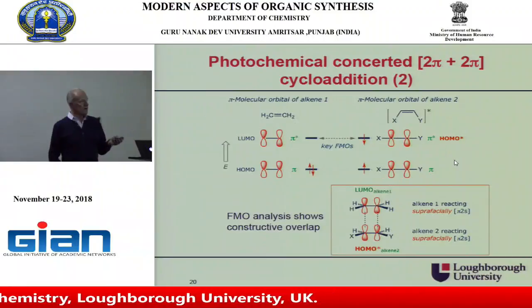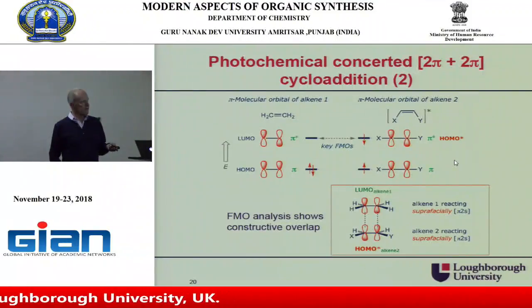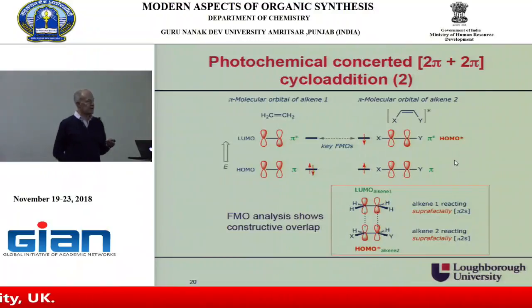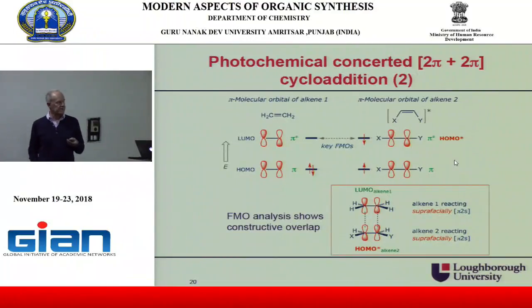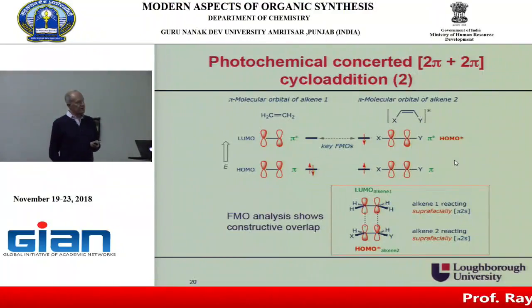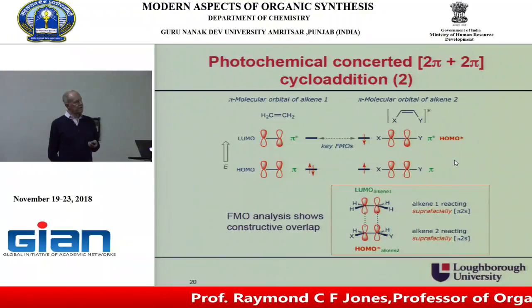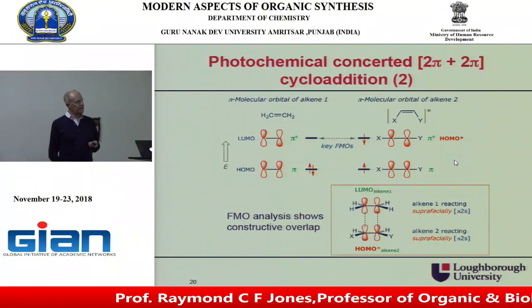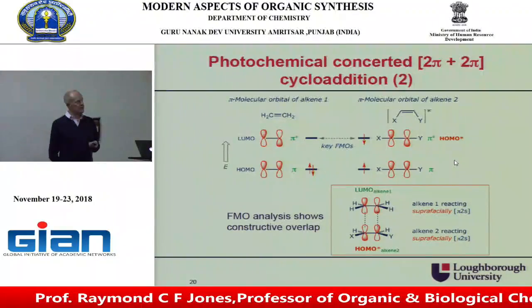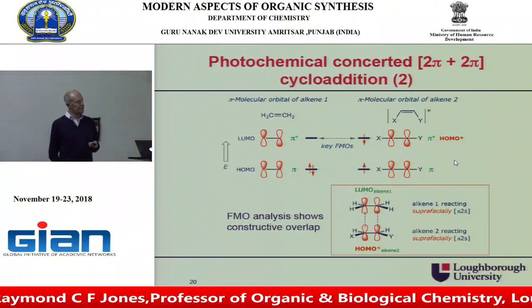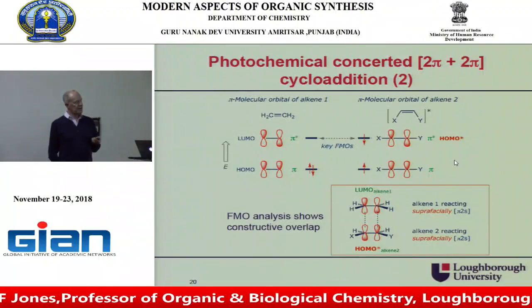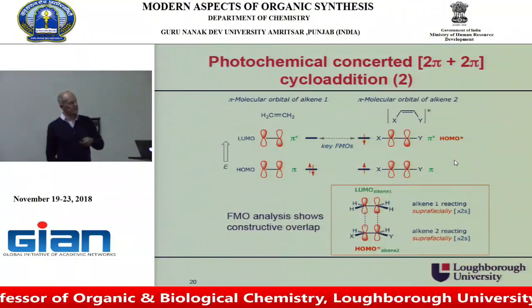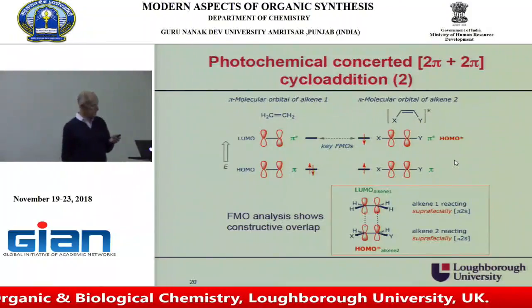And actually that's all I want to say. There are some examples of this having been used in synthesis. What I really want to do is just to point out the difference between them. The thermal reaction is allowed with 4+2, 6 electrons total. Photochemical is allowed for 2+2, but not for 4+2.